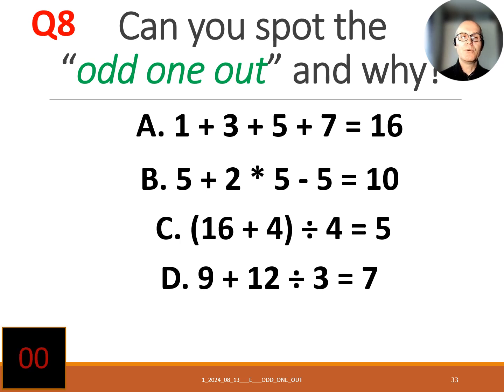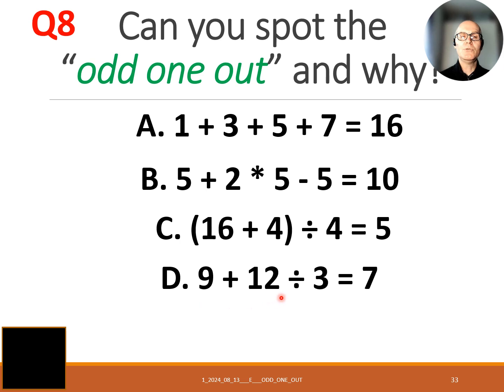So the idea here is to follow the rules of BODMAS. In the case of A, 1 plus 3 equals 4, plus 5 equals 9, plus 7 equals 16. So that is correct. You do the multiplication first, so that is 2 times 5 equals 10. So we have 5 plus 10 equals 15, minus 5 equals 10. That is also correct. In this case, you do the addition in the parentheses first, in the brackets. So 16 plus 4 equals 20. 20 divided by 4 equals 5, so that is also correct.